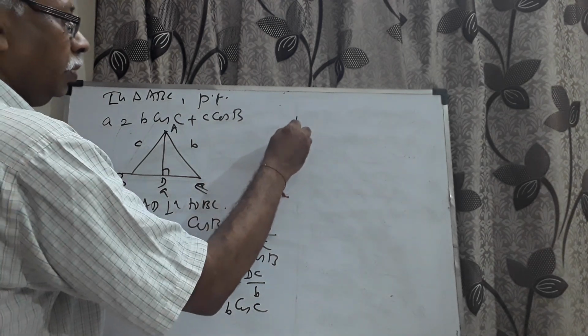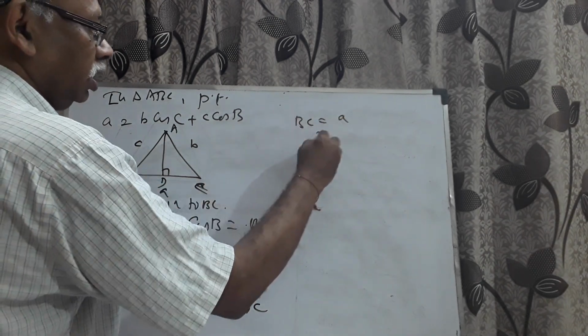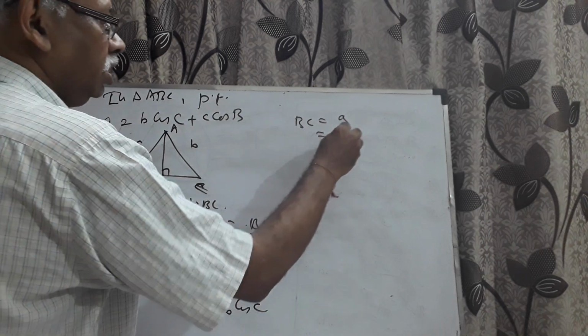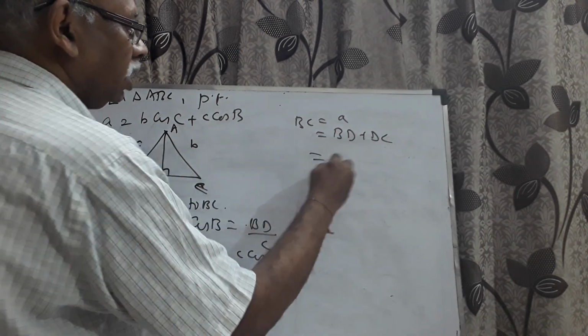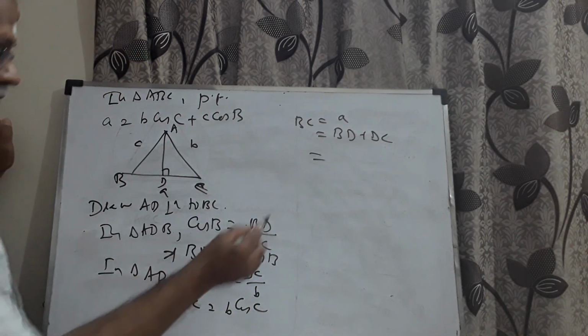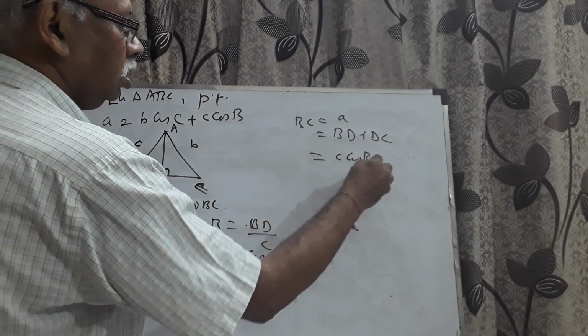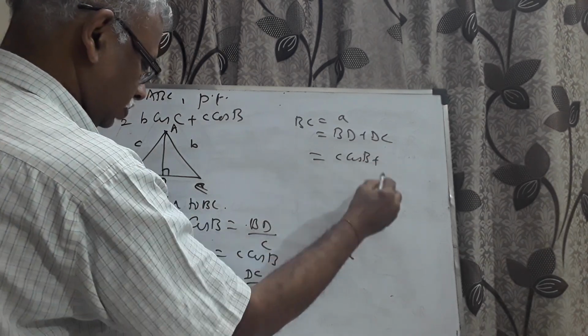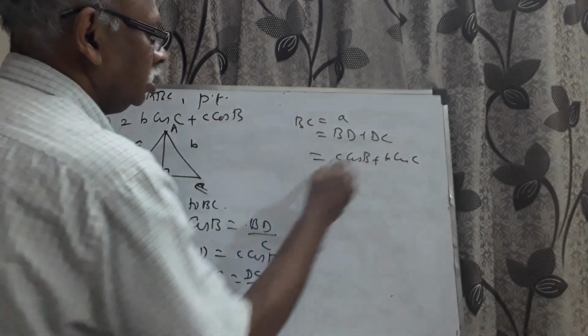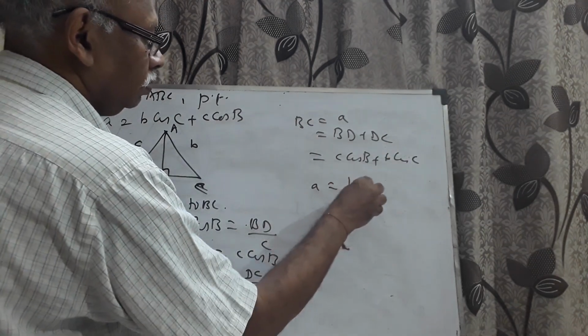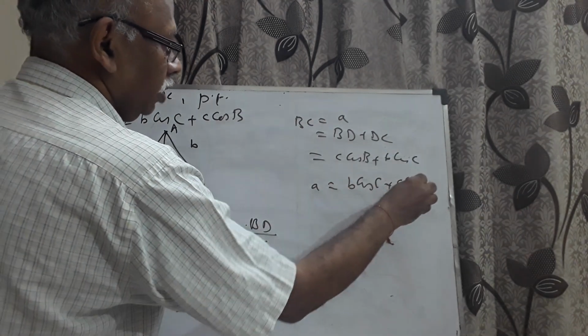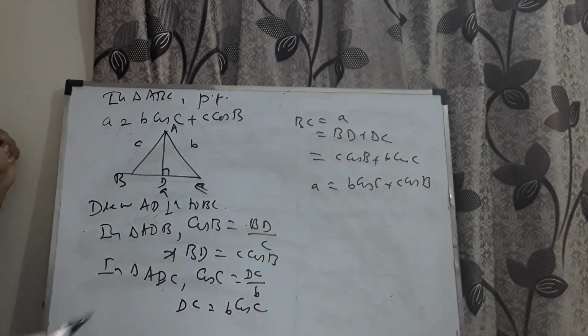Now BC can be replaced by a. BC can be written as BD plus DC. BD is replaced by the value c cos B, and DC is replaced by b cos C. Therefore, a becomes b cos C plus c cos B. I am writing this at the beginning so the formula can be remembered easily: a is equal to b cos C plus c cos B.